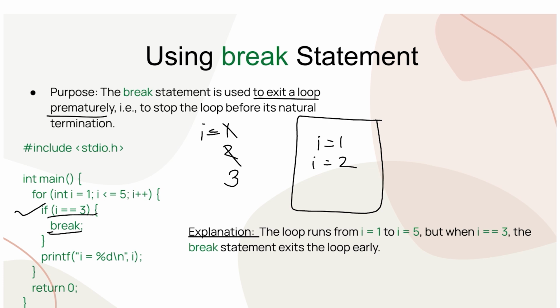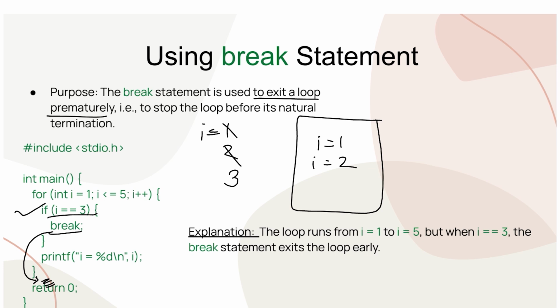Now break is simply jumping out of the for loop, not out of the main. So control is taken out of the for loop, continues with the rest of the lines of your code and ends your program. So this is how break can be used to prematurely discontinue your for loop or while loop.